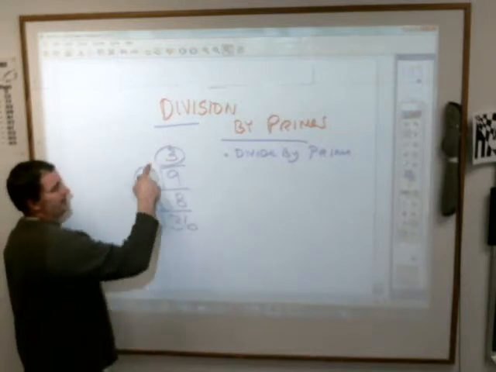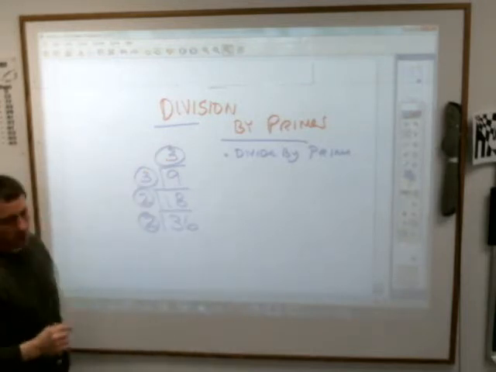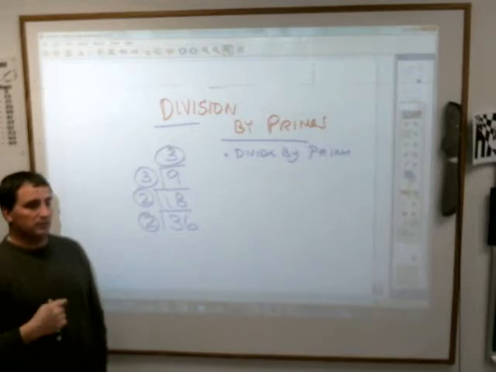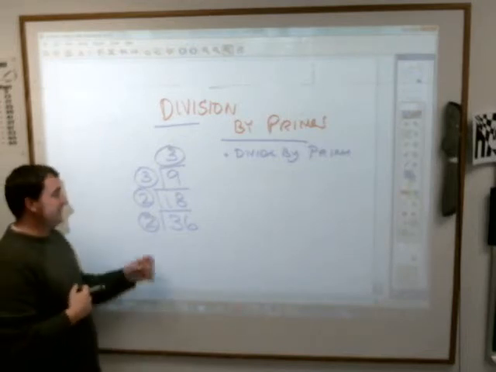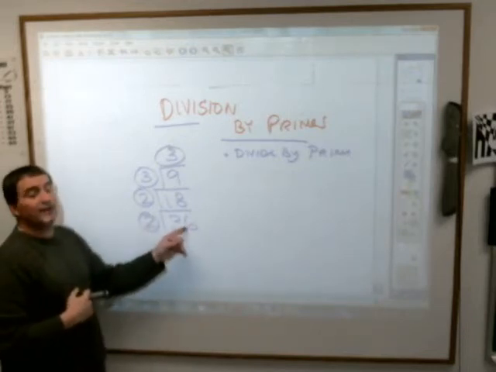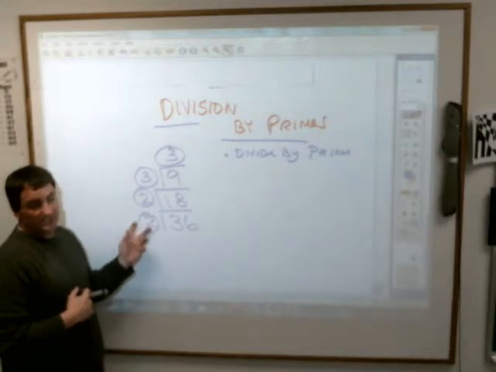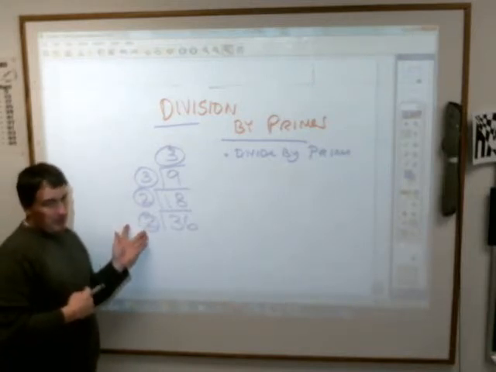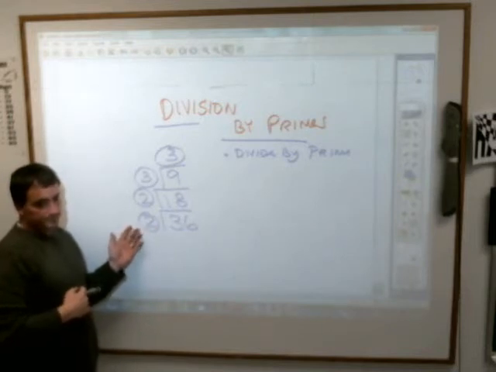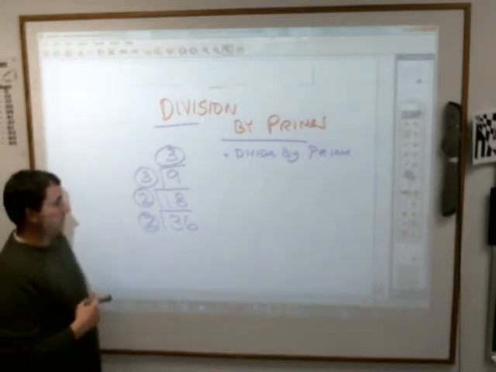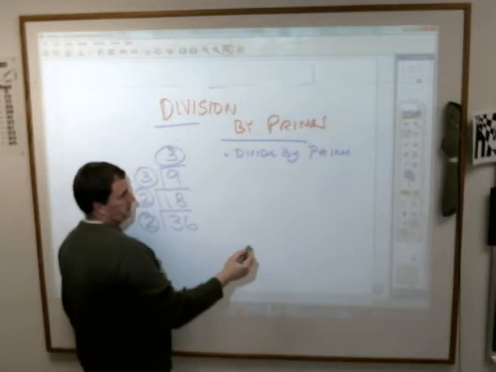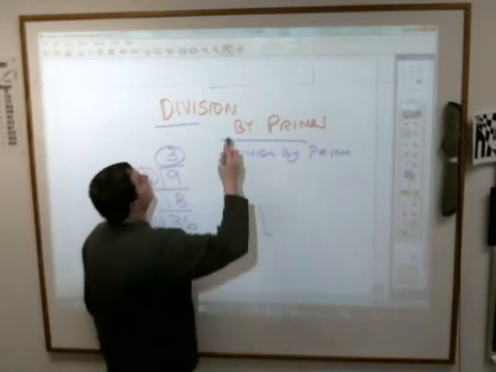You keep dividing by prime numbers until you get all the way down to where it can't be divided anymore. But these have to be prime numbers. I could not divide 36 by 6. This won't work because then you'll end up with a 6 at the end, and you can't have a 6 at the end. Okay? Call it whatever you want. I'm going to call it division by primes. Let's look at another example.